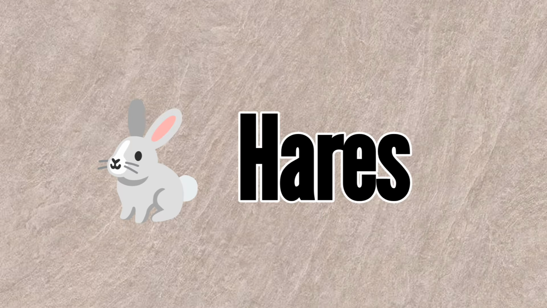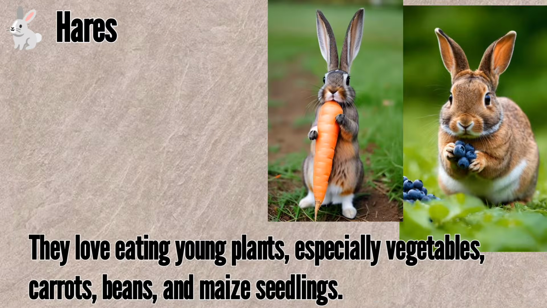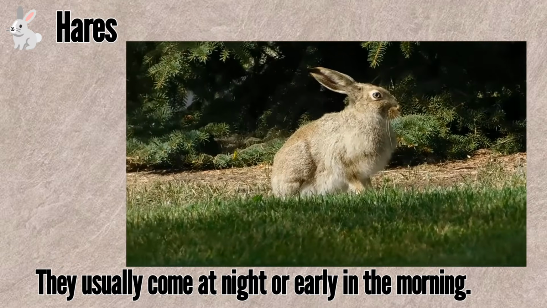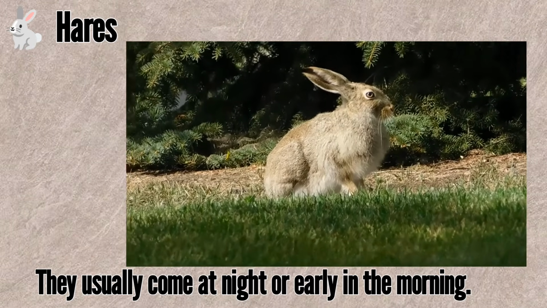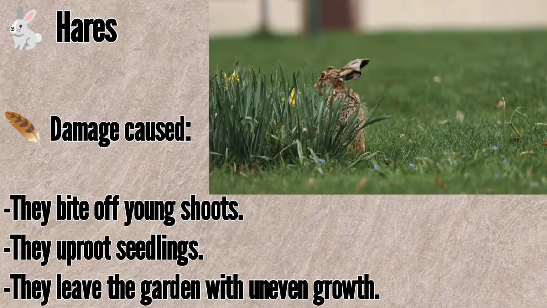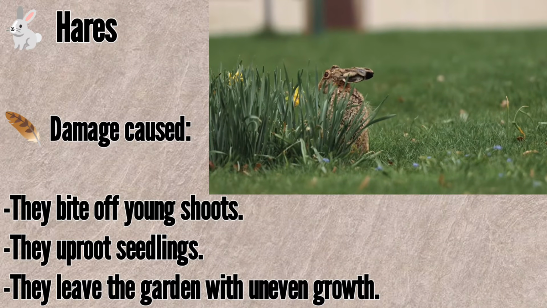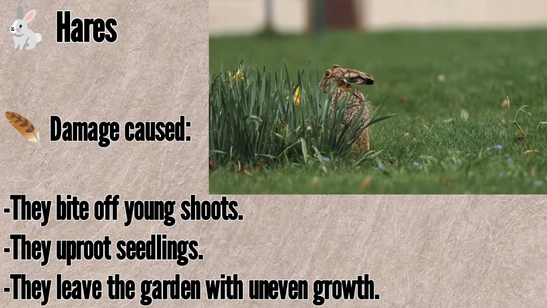Now let's move to hares. Hares look like small rabbits. They love eating young plants, especially vegetables, carrots, beans, and maize seedlings. They usually come to our farms at night or early in the morning. They can cause damages like biting young shoots and uprooting the seedlings, and then they leave the garden with uneven growth.